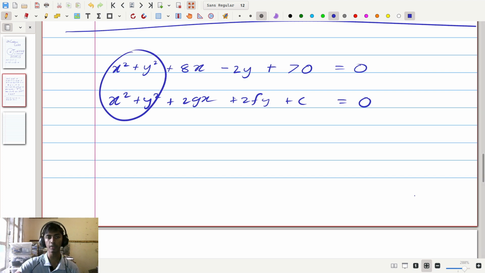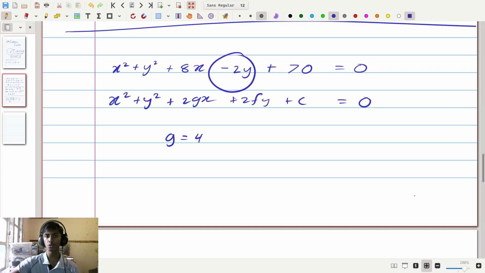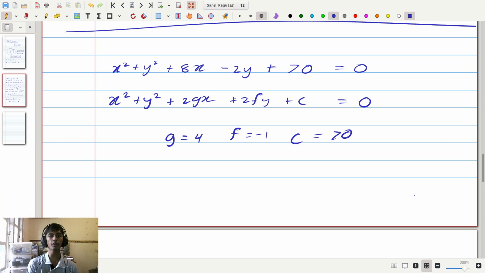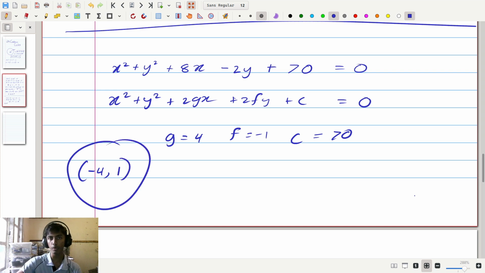Comparing terms, the x squared and y squared are alright. As for the 8x, compared with the 2gx, meaning that g must be equal to 4. Comparing the negative 2y with the 2fy, we can see that f must be equal to negative 1. Comparing these two terms, we can see that c must be equal to 70. Now then, from our equation from earlier, we know that the center of this kind of circle must be equal to negative g, negative f. According to this, the central coordinates of this circle are negative 4, negative negative 1, or positive 1. Therefore, the central coordinates of this circle are negative 4, 1.